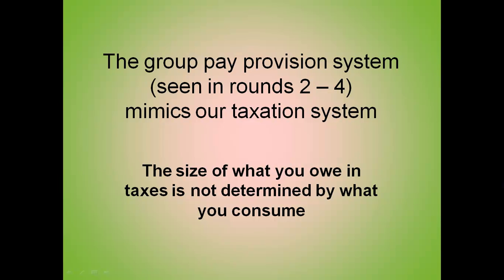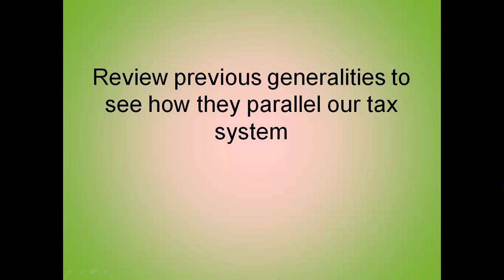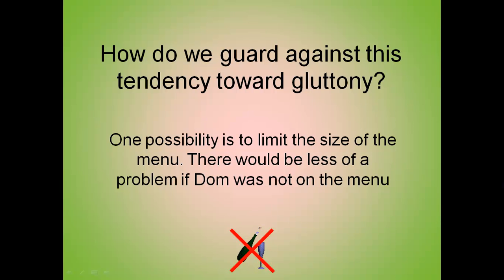Then I reveal the point of the exercise. Group pay mimics taxation. The size of your income tax bill is not determined by the dollar value of the government-provided goods and services which you consume. This leads to a good discussion of the parallels between the experiment and our income tax system.